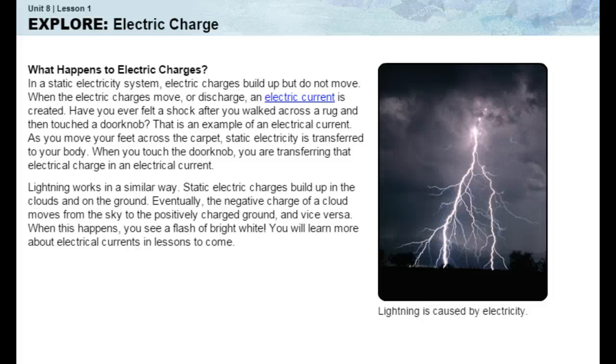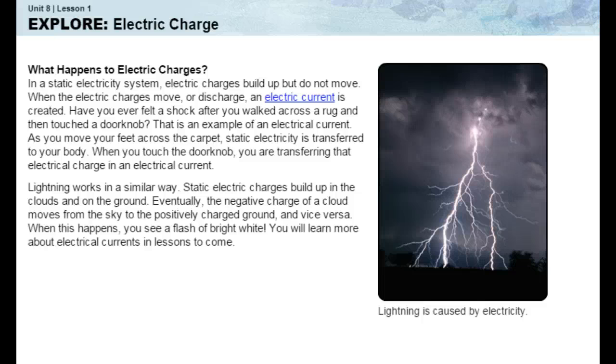As you move your feet across the carpet, static electricity is transferred to your body. When you touch the doorknob, you are transferring the electricity charged in an electrical current.